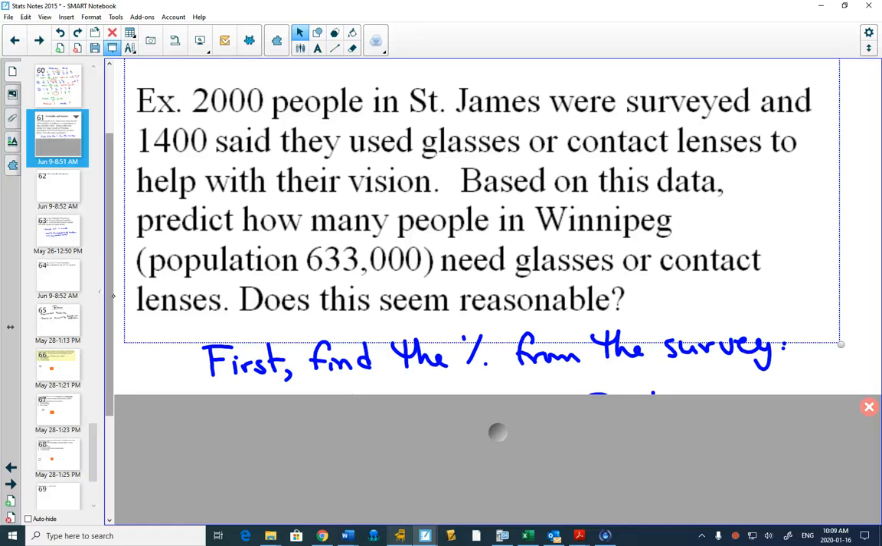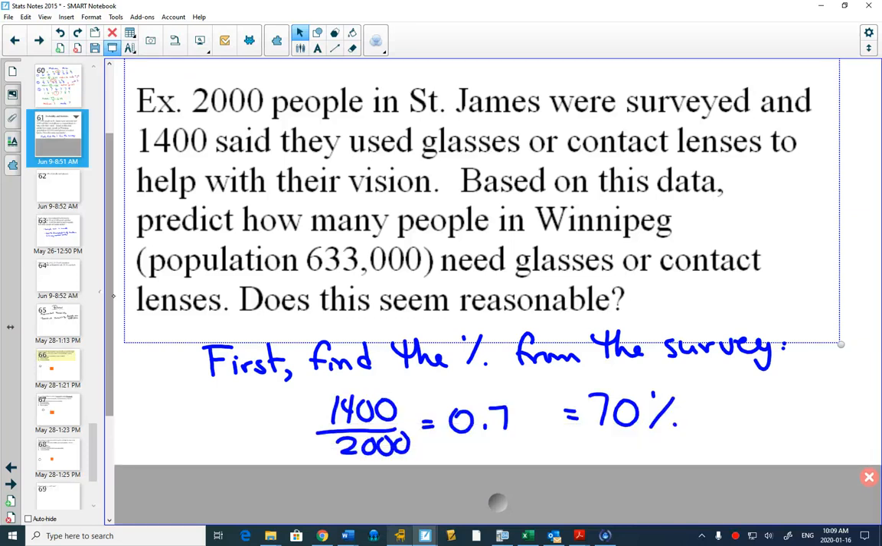What would you do if you had a test and you got 1,400 out of 2,000 on the test? Yes, you just take the two and divide them. You get a decimal, which is 0.7. You can change that decimal back to a percentage. That was something we did in our first unit. So 0.7, that's 70%.